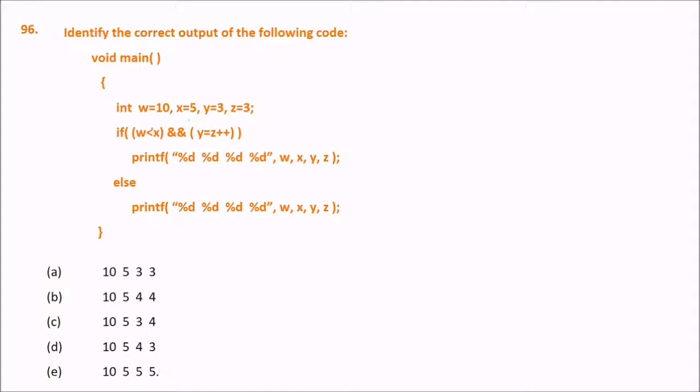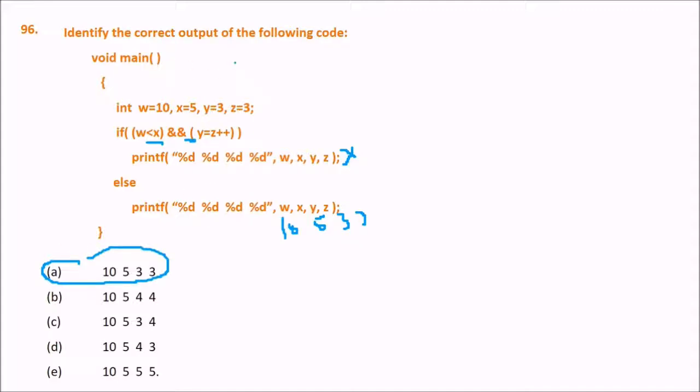First of all, if w is less than x, is it true? It is false. So this condition will not be met. Because it will not even go to this condition. So w is less than x, x is greater than w, no. So this will not be met. What will be printed? w, x, y, z. So what will be printed? 10, 5, 3, 3. So answer is exactly what we have put.